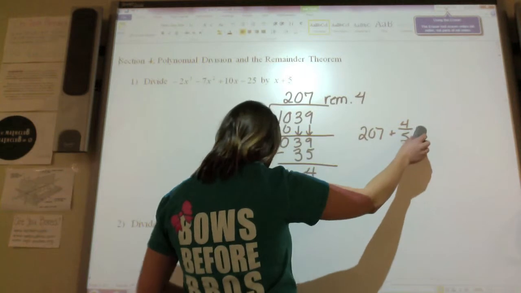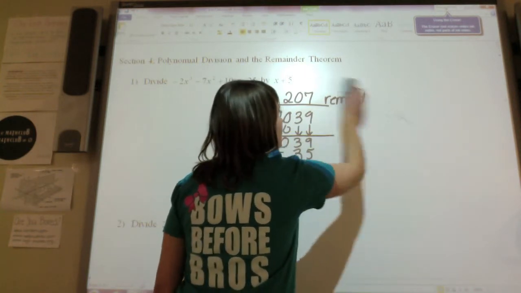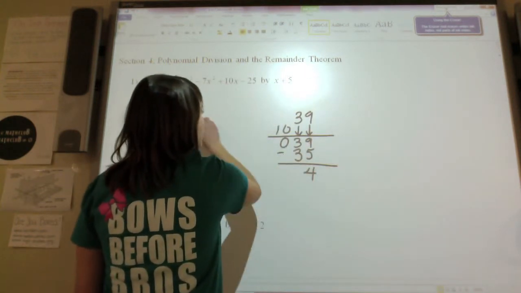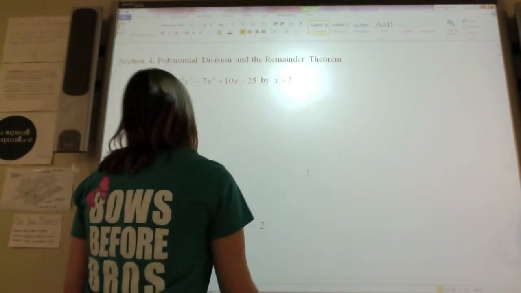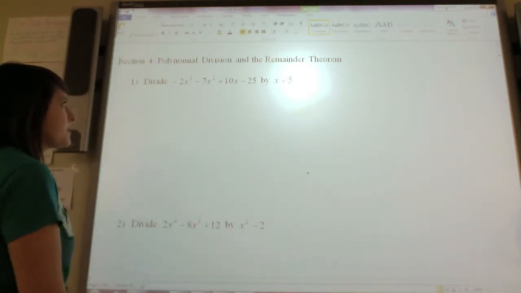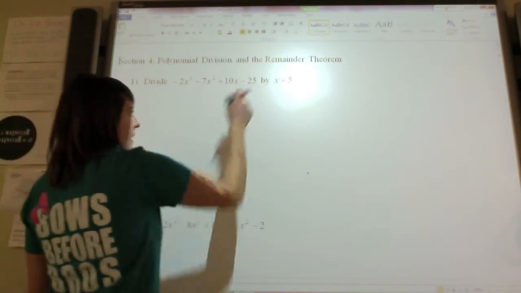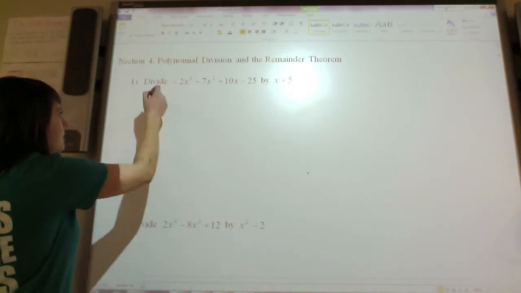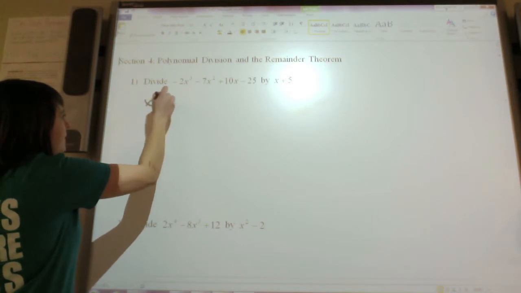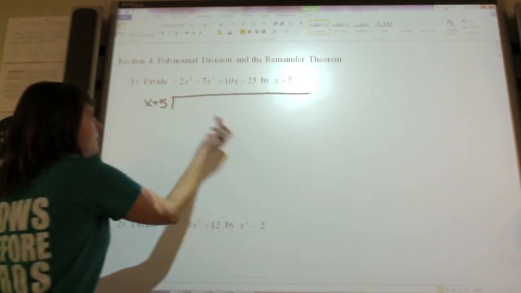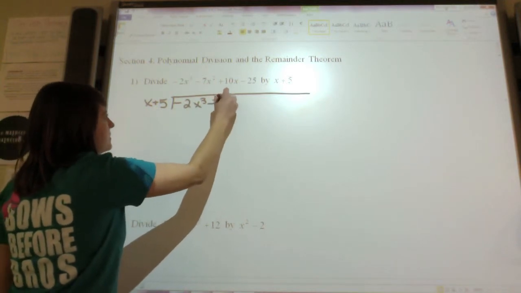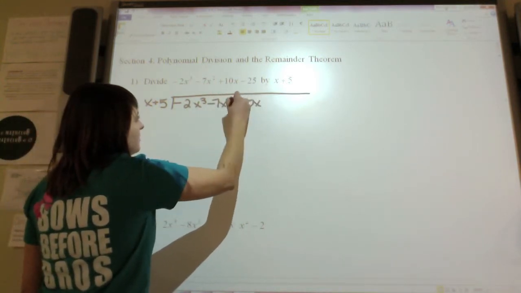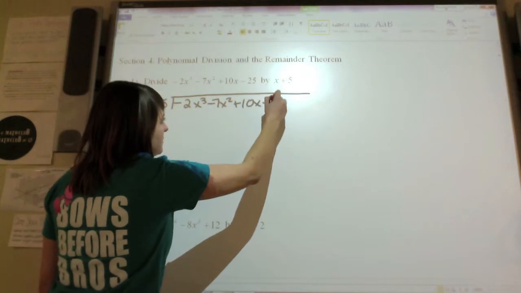So I'm going to go ahead and erase this. Okay, our first problem is we want to divide this polynomial by x plus 5. So I'm going to start by writing x plus 5 on the outside, and I'm going to divide negative 2x cubed minus 7x squared plus 10x minus 25.